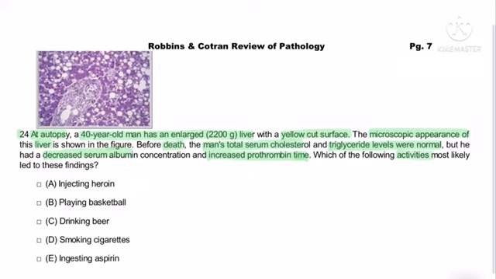Which of the following activities most likely lead to these findings? So they are asking the reason. They are not directly asking what the image is; they are asking the cause of the image.